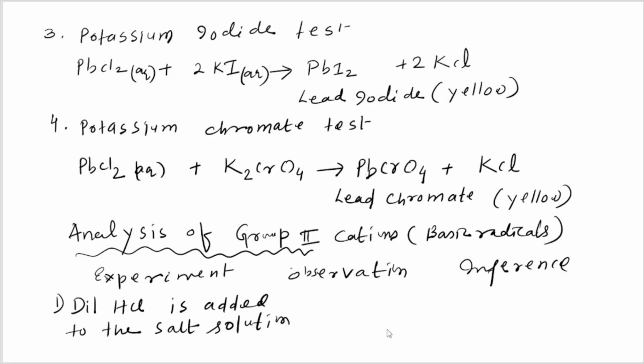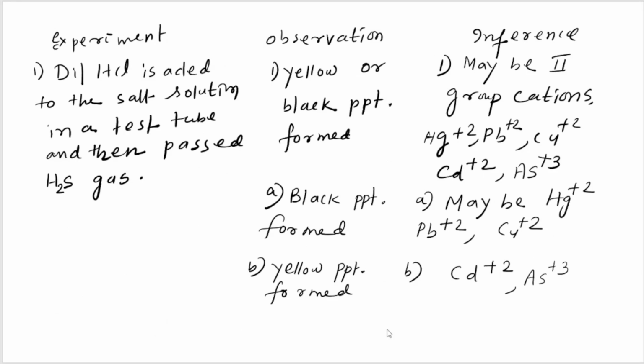Then we will proceed to the analysis of group 2 cations, the group 2 basic radicals. What is the group reagent I told you before also? Dilute HCl is added to the salt solution, then pass H2S gas. H2S means hydrogen sulfide gas, a rotten egg smell gas that is available in the lab. So first you take the salt solution, add dilute HCl, then it will give different colors.